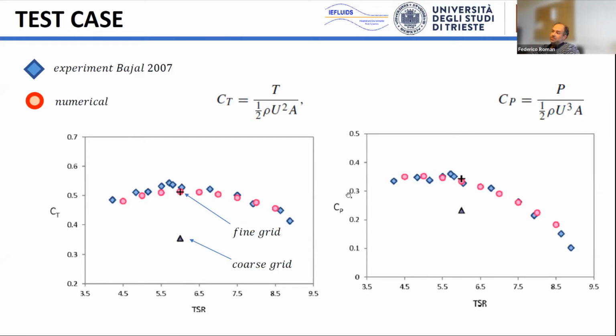We also tried a finer grid, just for one tip speed ratio, and we obtained very similar results. We also tried a coarser grid, but the results were very poor, probably because with a coarser grid we were not able to resolve the large energy-carrying turbulent scales.